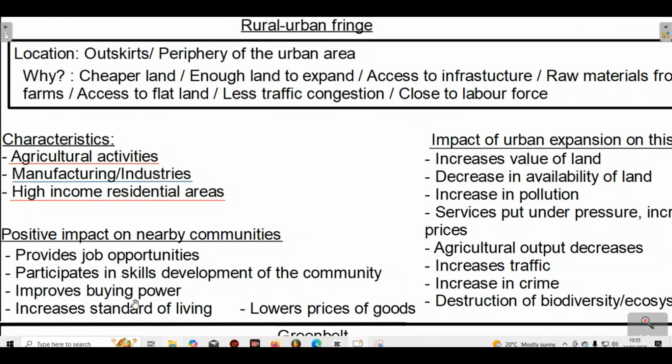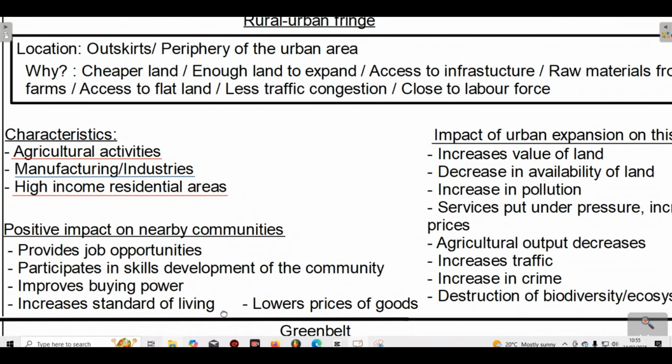So again, guys, different points: buying power, standard of living, job opportunities, skills development. Those are separate points. Please separate them. And then the last point is that it lowers prices of goods. So if you stay next to where they manufacture maybe yogurts, those yogurts are going to be cheaper definitely than someone who's staying in a different province. So that's how it works.